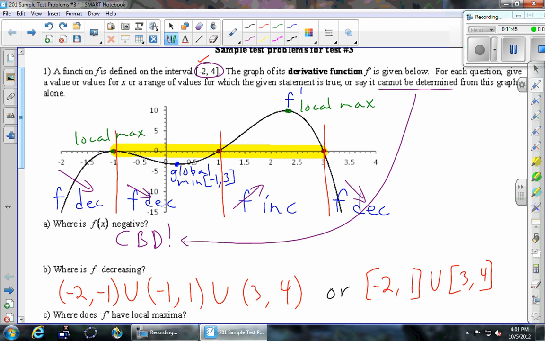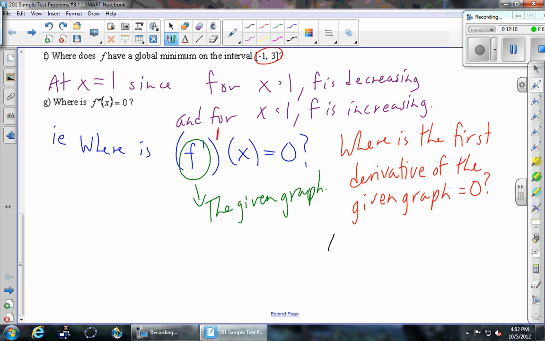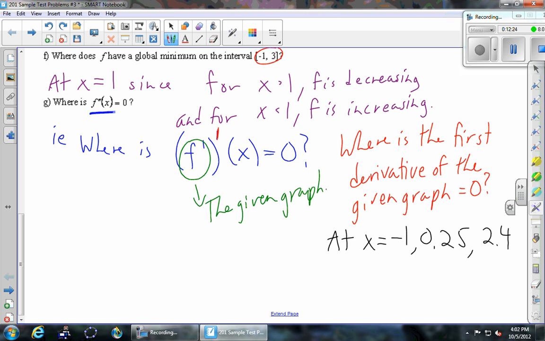Horizontal tangent lines. So I feel like we've got a horizontal tangent line there, another horizontal tangent line up there at the top, and that's it. Oh, that's not it. One more horizontal tangent line down there at the bottom. So I feel like we have 3 points where the derivative of this graph, this picture, is equal to 0. So x equals -1, 0.25, and maybe 2.4. So those are our 3 places, approximately, where f double prime is 0.